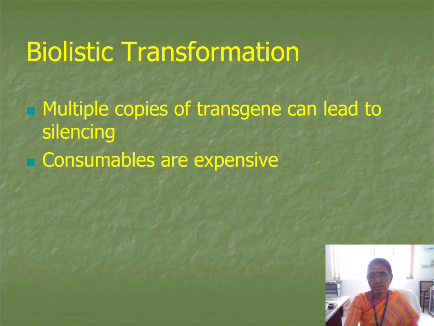In the case of ballistic gene transfer, when compared to the agrobacterium mediated gene transfer method, multiple copies of the transgene can lead to silencing. Here the chances of integrating multiple copies of our gene of interest into the genome are higher, and thereby it leads to gene silencing. Again, the consumables used for gene gun experiments are very expensive, and every time we have to import these consumables from that particular company.